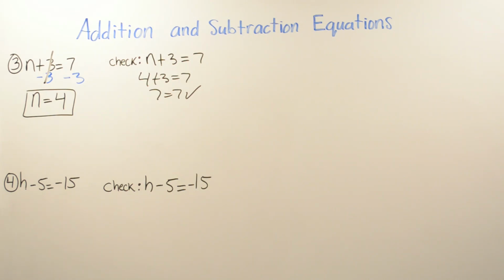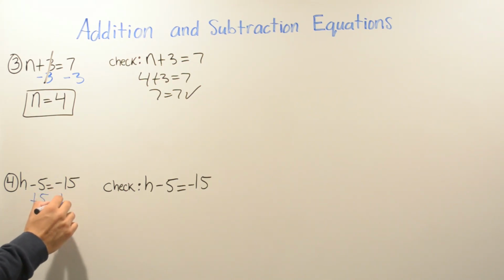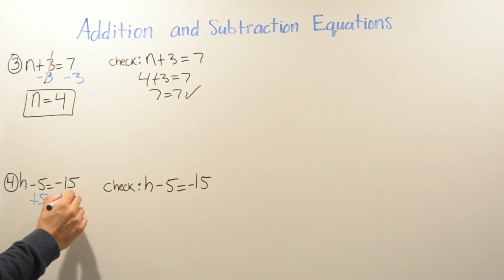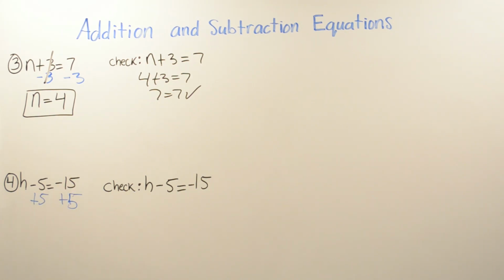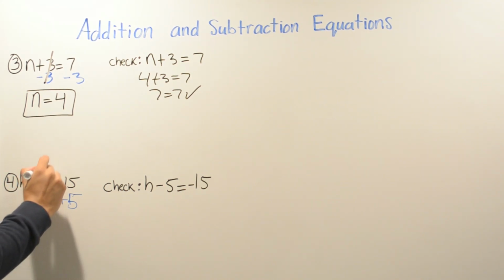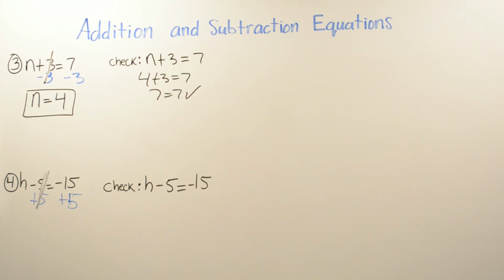So for number 4, we have h minus 5 equals negative 15. To get rid of negative 5, we have to do the opposite, positive 5. Whatever we do on one side of the equal sign, we have to do on the other side of the equal sign. So we have to do positive 5 as well. Then we're going to cancel. Once we cancel that, we have h by itself, and now we have h equals negative 15 plus 5.